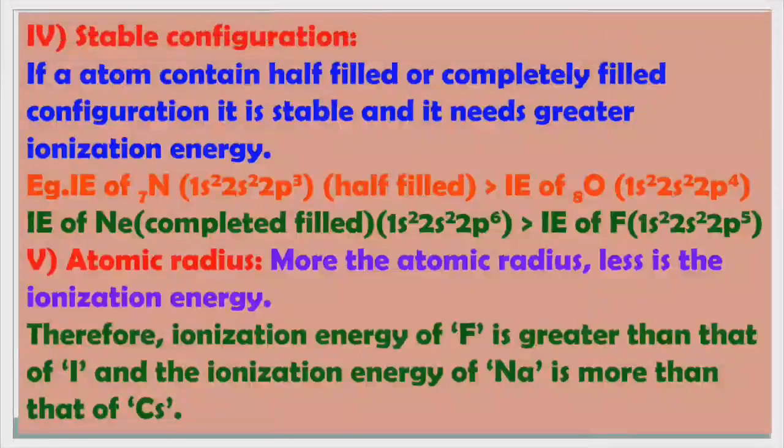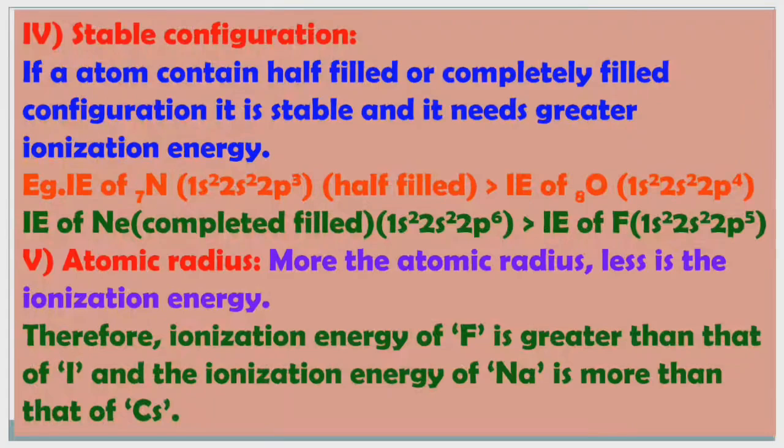For example, ionization energy of fluorine is greater than iodine. Fluorine and iodine belong to the 7A group. From fluorine to iodine, atomic radius increases, so ionization energy decreases. Therefore, ionization energy of fluorine is greater than that of iodine.